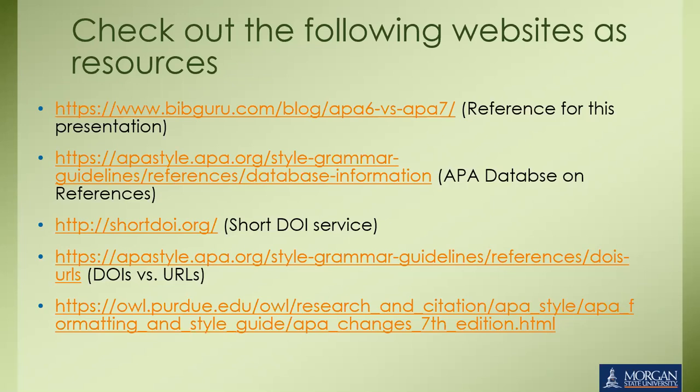Now, these are some websites that you can use as resources. Again, BibGuru.com is an excellent reference, which I used for this presentation. You can go to apastyle.apa.org. That's where you can find the APA database on references. The short DOI service that I was talking about, so that you can actually condense the long URLs correctly, you go to http://shortdoi.org/. Then to find out more information about DOIs versus URLs, here is the link using apastyle.apa.org. And once again, you can go to owl.purdue to always give you the free version of the current citation styles.